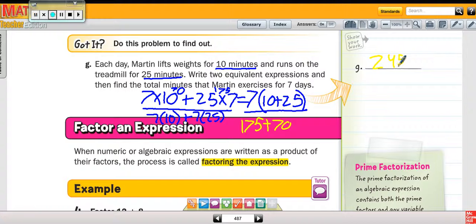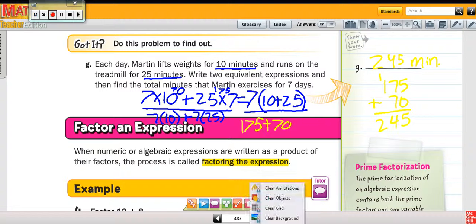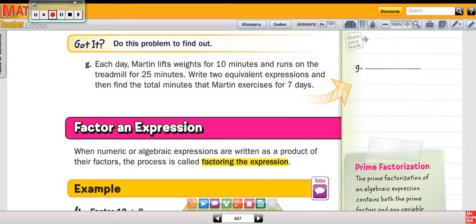How many of you agree? 245. Yeah, 245 minutes. Well, 175 plus 70, right? Yeah, that's 245. So 245 minutes that he exercised, right? Okay, good. Any questions about how to write those expressions? Any questions about how to solve those expressions? This is using the distributive property. Evan? For writing the expression, I don't get the answer. Okay, so you've gotta put the label. It's a word problem, right?